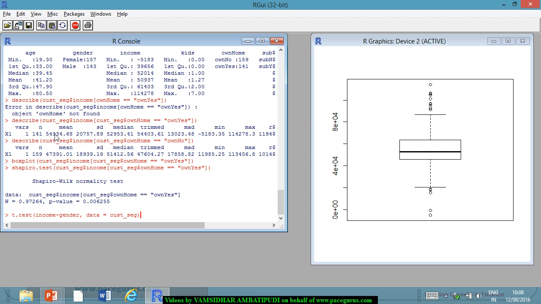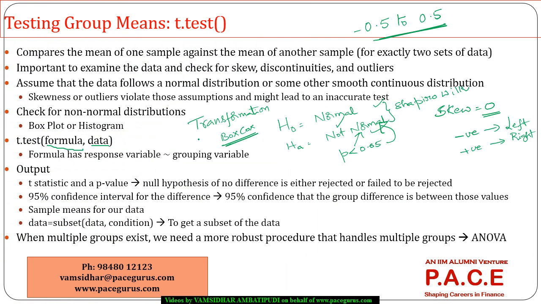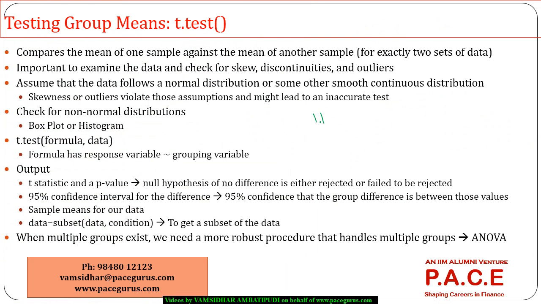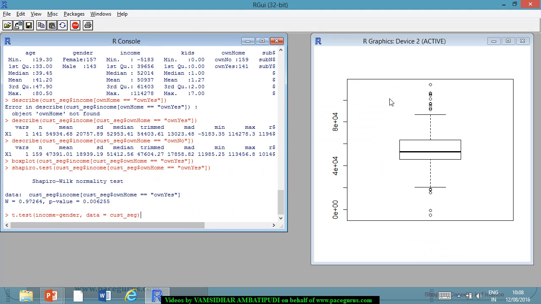On top of that, I'm looking at income across gender. So the null hypothesis here is the average income across males is the same as the average income of females, whereas the alternate hypothesis says no, they are not equal, they are different. So this is what has to be established before the beginning of any particular test. This is what we are trying to test.